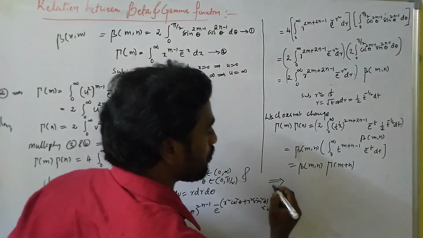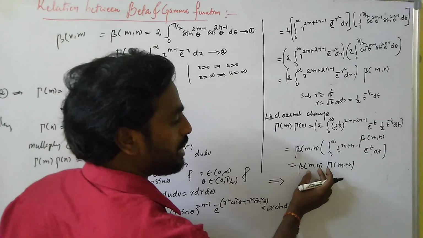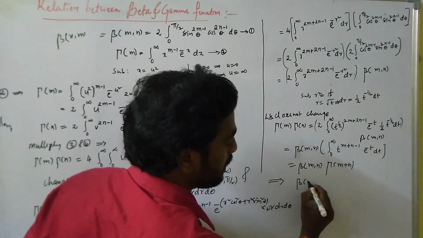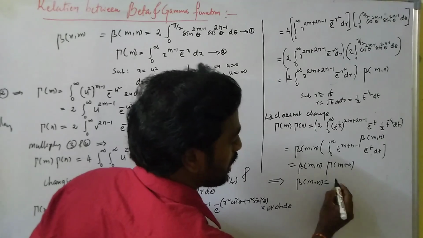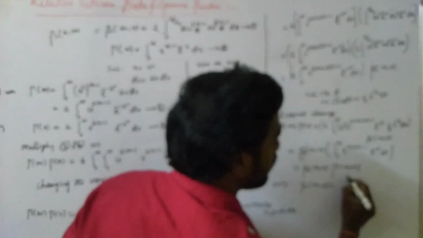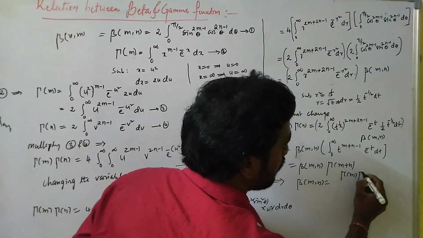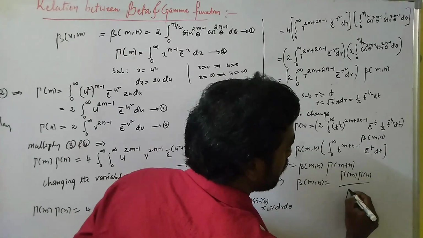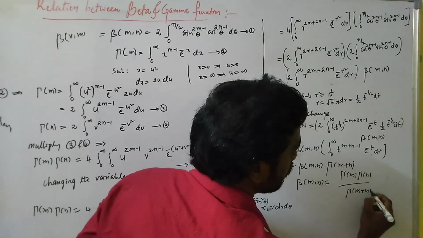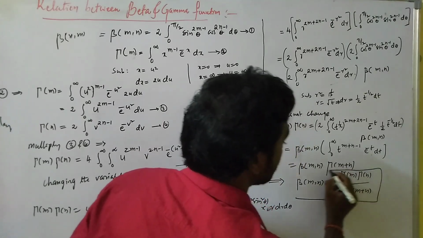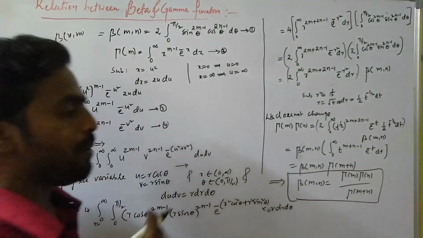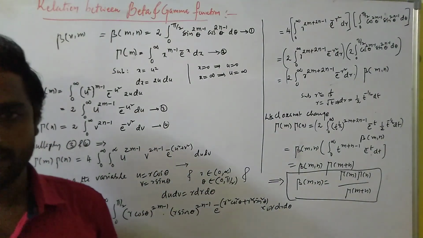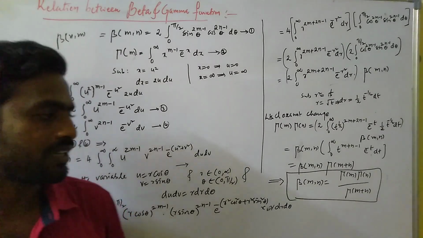So we can write from this equation. I require beta of m comma n. Beta of m comma n equals gamma of m into gamma of n by gamma of m plus n, which is the relation between beta and gamma function, which is the required result.